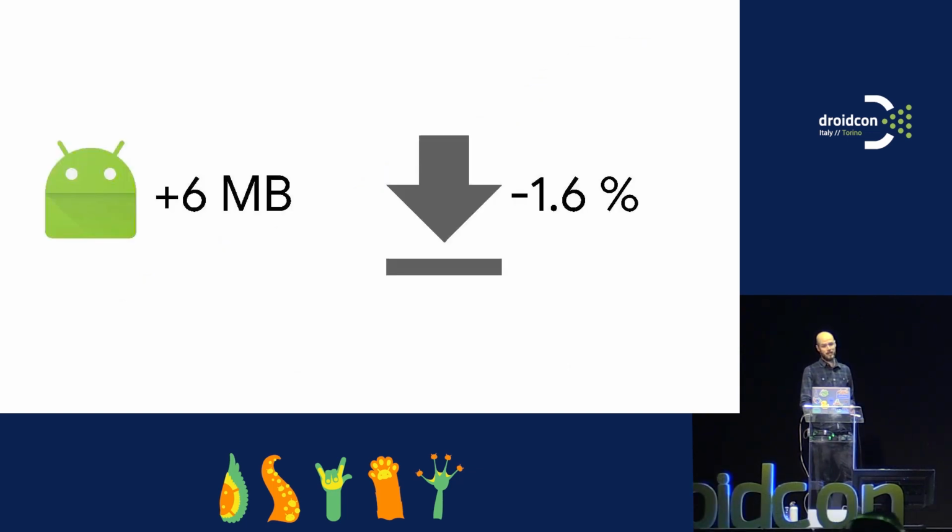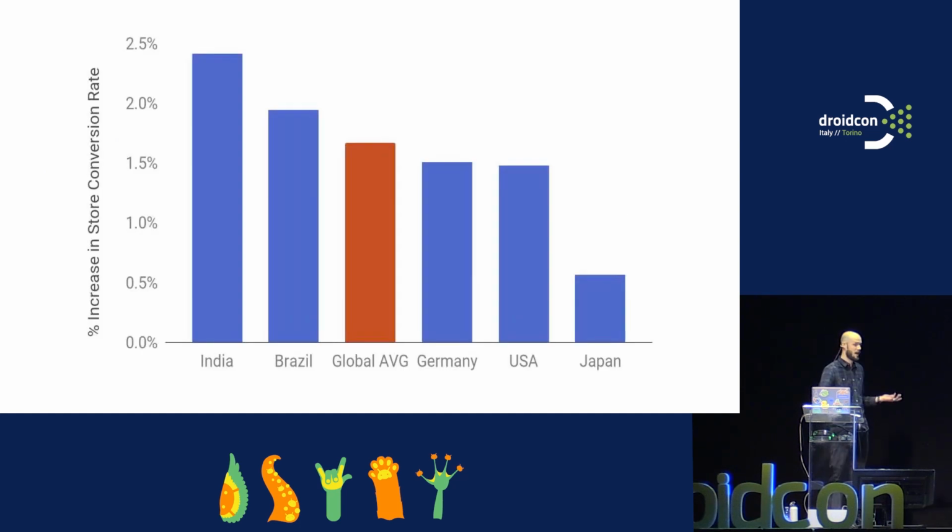For every 6 megabytes that your application increases in size, you lose about 1.6% of your user base. That is one of the things that we found. And that's just the average. So for countries like Japan, this might be roughly about 0.5%, but for countries like India or Brazil, you're more in the 2 to 2.5% of users that you lose for every 6 megabytes that your users install on device. And we saw this, and we thought about what can we do about this.